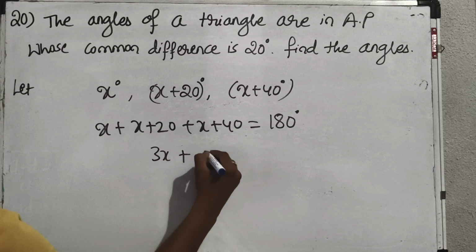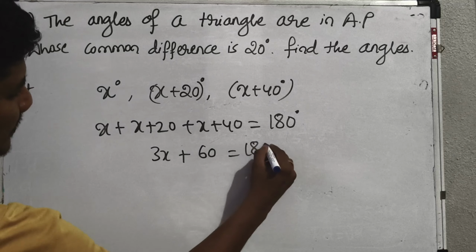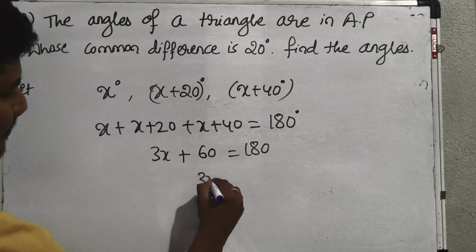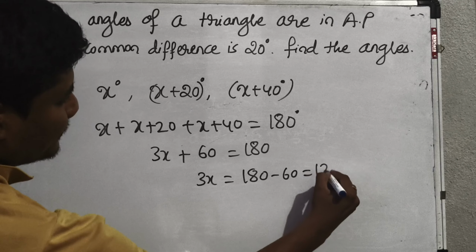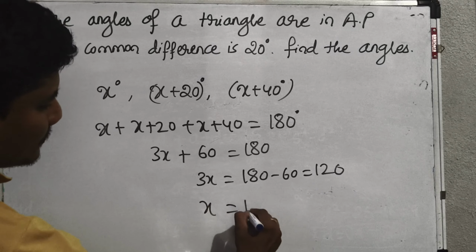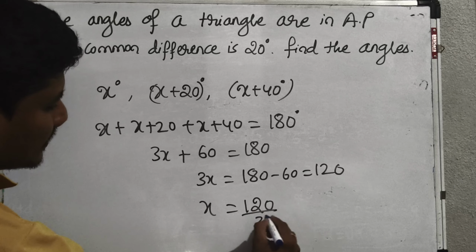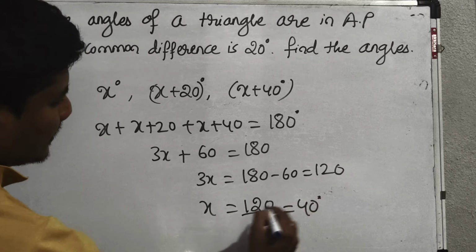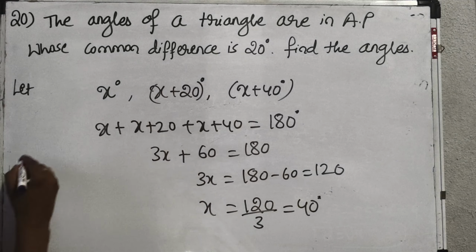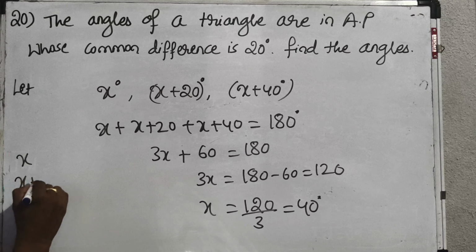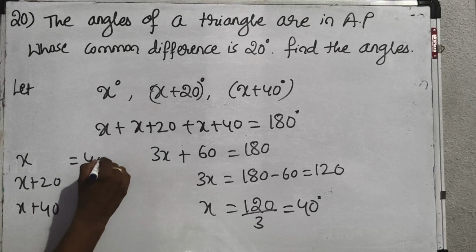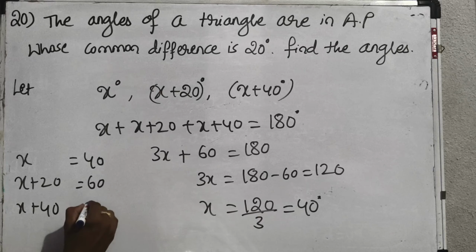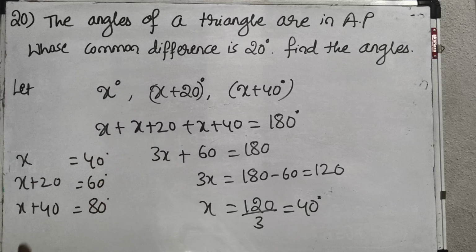3x plus 40 plus 20, that is 60 degrees, is equal to 180 degrees. Take 60 to that side, 3x is equal to 180 minus 60, which is 120. x is equal to 120 degrees divided by 3, which is 40 degrees. For the value of 40 degrees, 40 plus 20 is 60, 40 plus 40 is 80 degrees. These are the angles which are in AP.